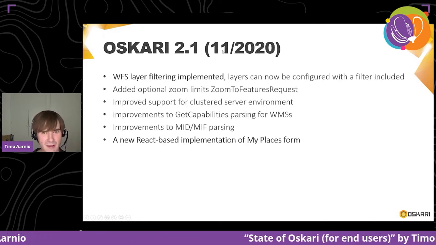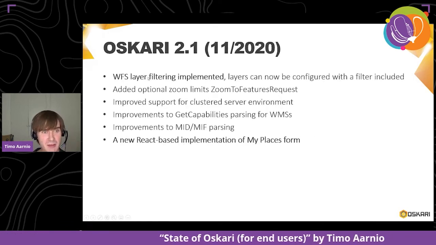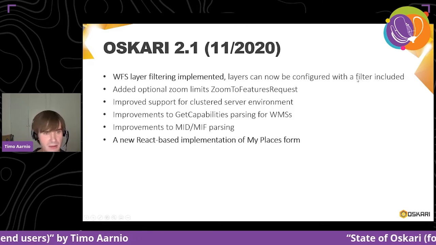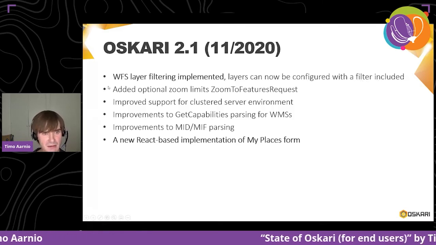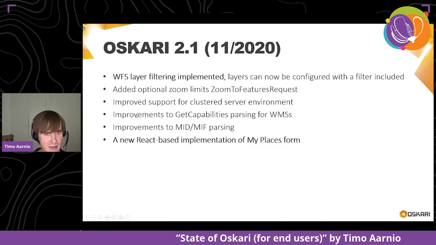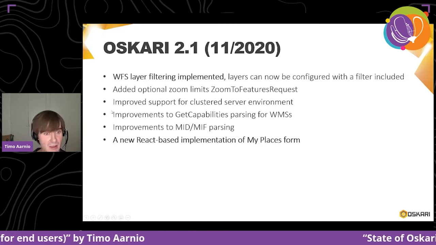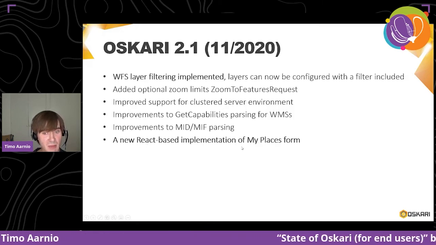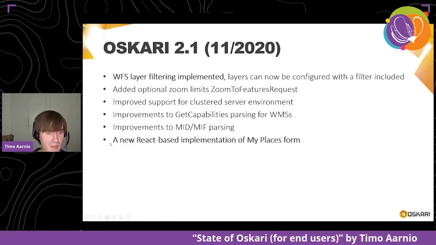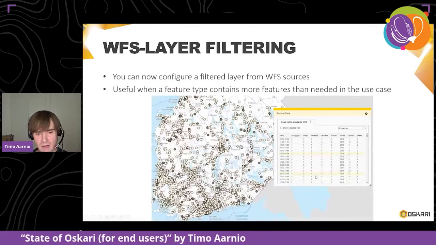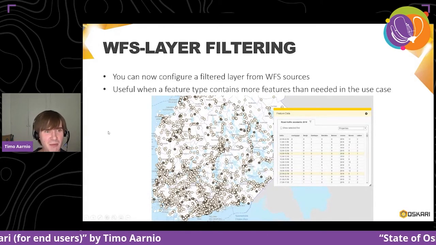2.1, November 2020, web feature service layer filtering implemented. So now you can configure a layer with an included filter in place. Optional zoom limits, added clustered server environment improvements, and a new React-based implementation of the My Places form. These are maybe the most important for end users. I will probably run out of time, so I have to speed up.